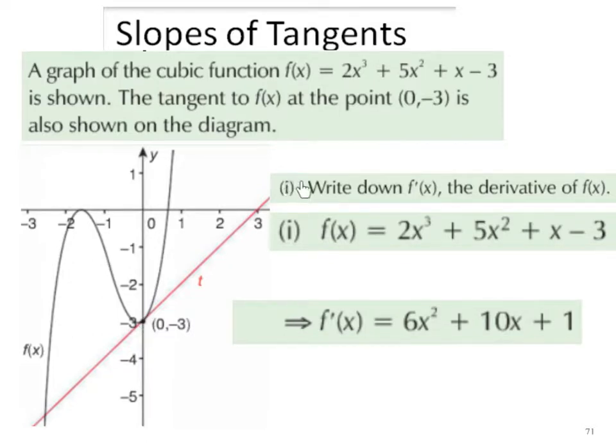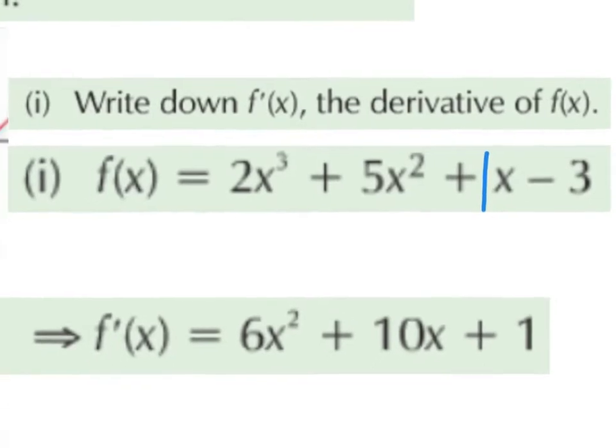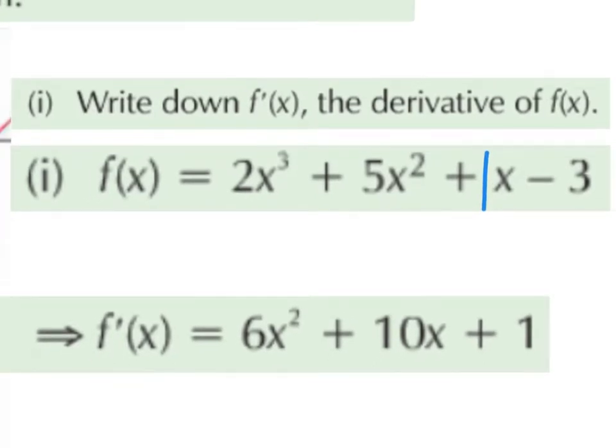Part 1. Write down f prime x, the derivative of f of x. So we want to differentiate f of x. So f of x is equal to 2x cubed plus 5x squared plus x minus 3. So it's important to note that x is really 1x. So to differentiate a function, we bring the power down in front and we reduce the power by 1.